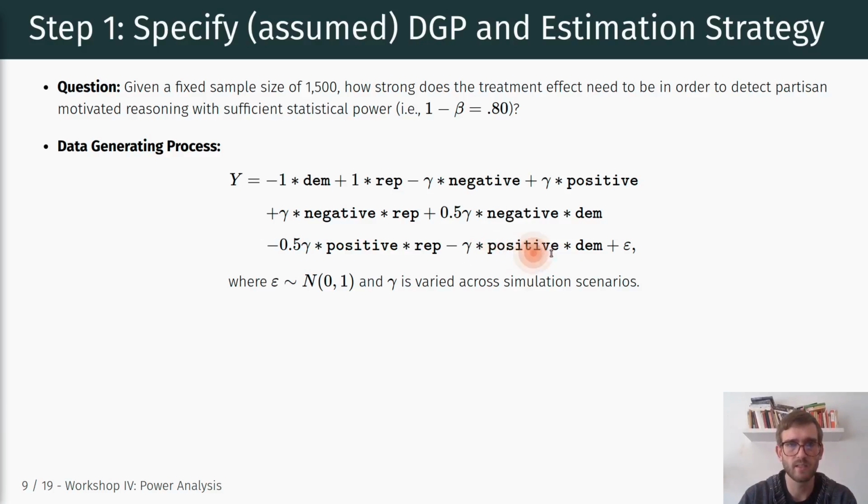And so this minus gamma times positive times Democrat means that this positive effect of the framing treatment will be basically canceled out among Democrats. It will only have an effect among Republicans and among independents, okay?